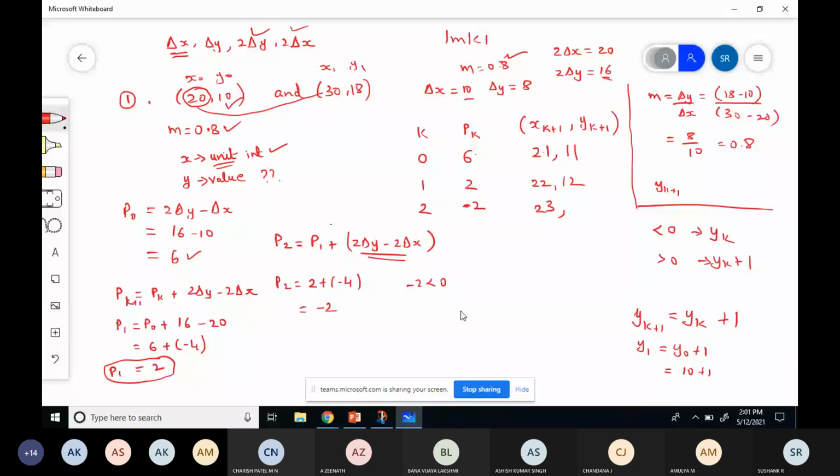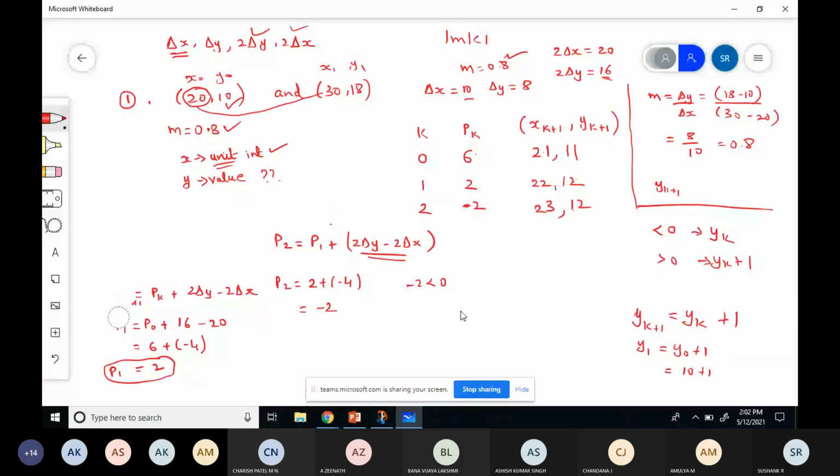Is that point clear? Yes or no? Understood or any confusion? See, P2 is less than 0. Less than 0 means copy the previous y value as it is. If it is greater than 0, add 1 to the previous y value. From the table only you can deduce that. Are you getting this? Yes or no? See, respond. Unless you respond, I won't go further.